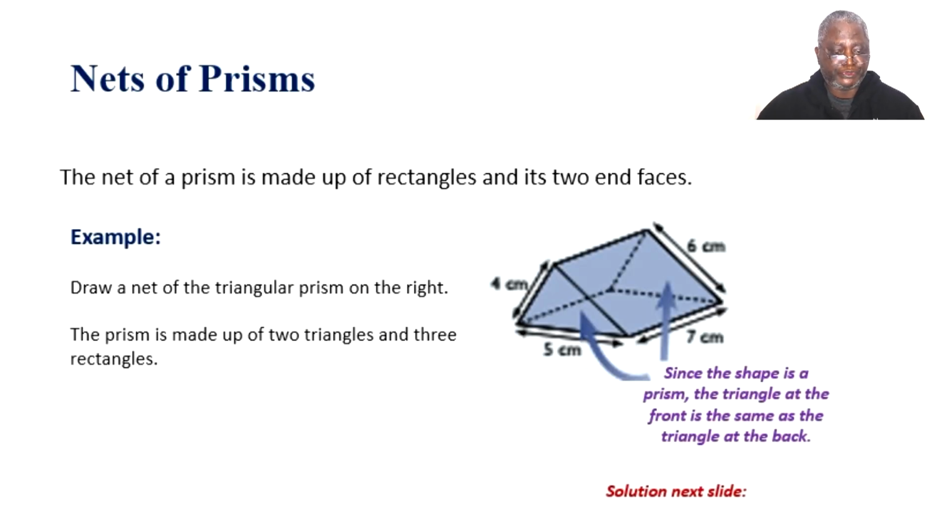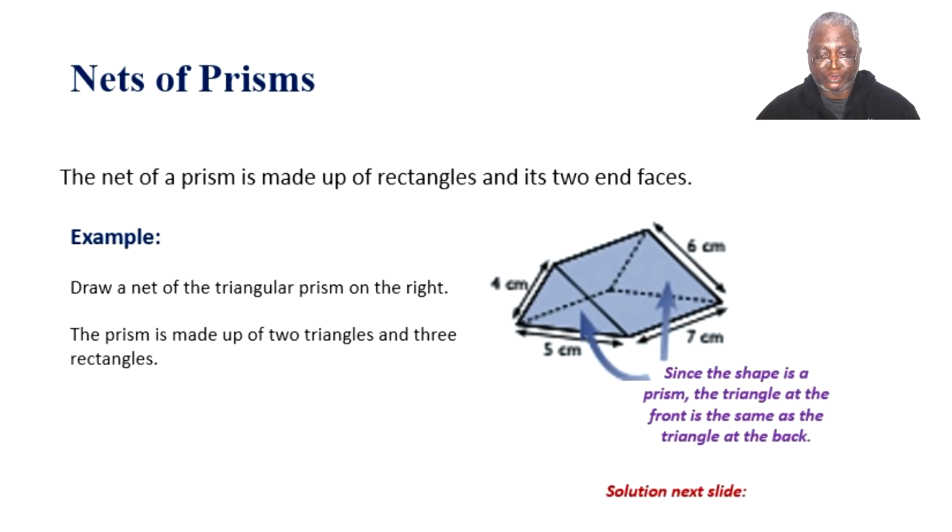Nets of prisms. The net of a prism is made up of rectangles and its 2 faces. Example, draw a net of the triangular prism on the right. The prism is made up of 2 triangles and 3 rectangles. So you see that the triangles are the base and the top, and then the rectangles are the sides. And you see the dimensions there.